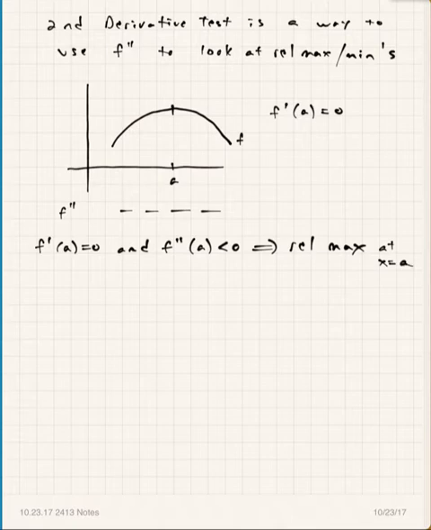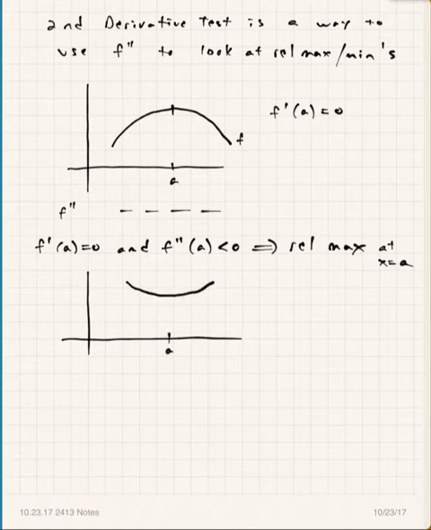And a similar picture, right? If you have a graph that looks like this at a, this is our function f. What do we see here? That f prime at a certainly is 0. But now what about the signs of the second derivative? Now the second derivative is positive around x equals a.